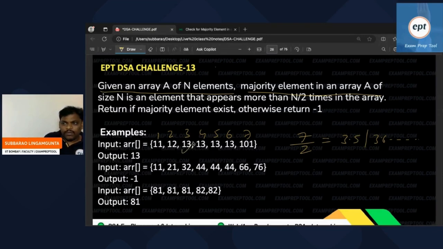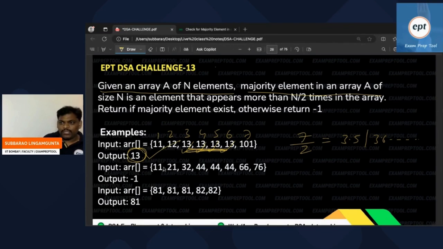Let's check. 1, 2, 3, 4. 4 times one person is repeating, so this person is called the majority element. So the majority element exists, and you have to return him. What is the majority element definition? In the given array, an element is said to be a majority element if it appears more than half. Half is 3.5, so more than 3.5, which is 4, or 5 and so on. I took 4. So one person repeating 4 or more than 4 times. I think the majority element exists, that is 13.